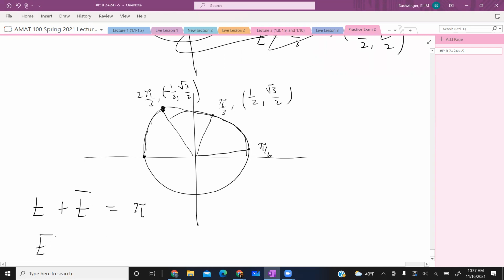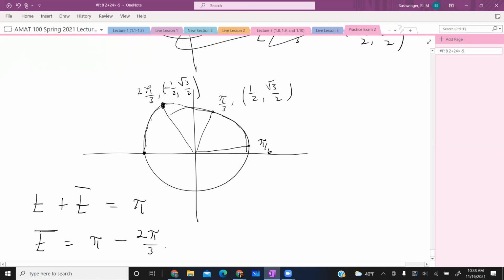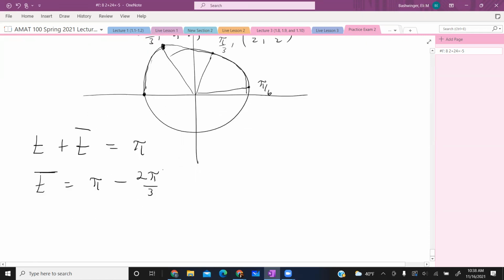So we can solve for t bar, and that will be pi minus 2/3 pi, or pi minus t, and t is 2/3 pi. And then when you subtract this, you get pi over 3. So the reference number is pi over 3. I won't go through the next problem because it's basically the same, so I'll just leave that up to you. Just save some time.